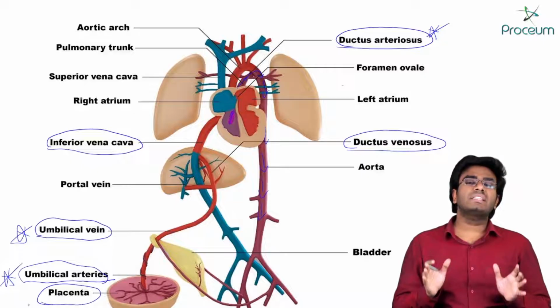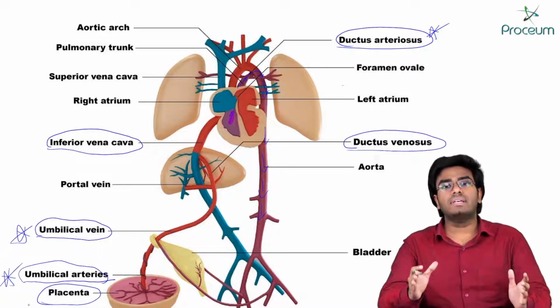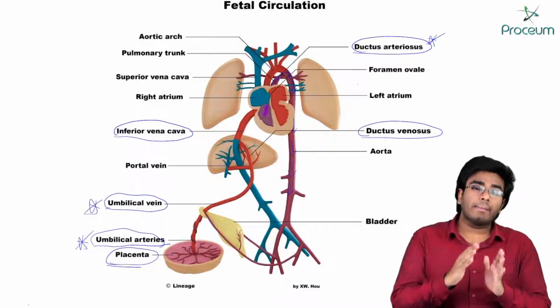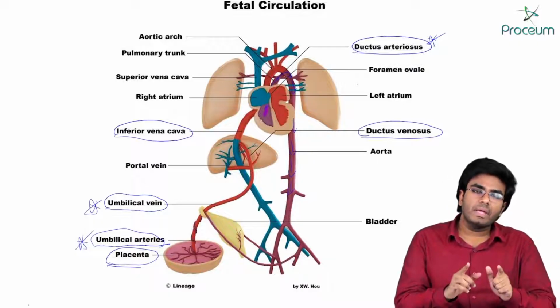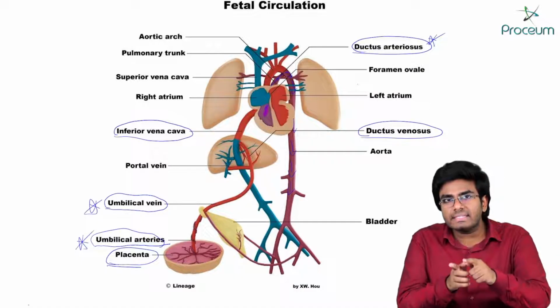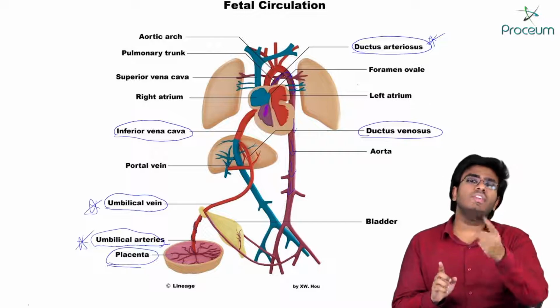Okay, don't think that this is just mixed blood. Why? Because it still has lots of oxygen, which is enough for the requirements of the baby. Now, what's happening in the fetus? Oxygenation is happening in the placenta. The oxygenated blood is now carried by the umbilical vein. Now the umbilical vein, it's only one vein. It's not veins, it's only one vein.